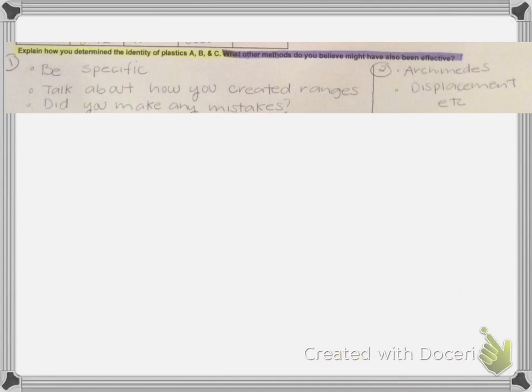The last part of this worksheet is going to be on answering the questions. Explain how you determine the identities of plastics A, B, and C. And what I want you guys to be aware of is you need to be specific. How did you do this? Talk about how you created the ranges, the low and the high, that sink and that float range. Did you make any mistakes? So this is the part where you're going to get your points back.